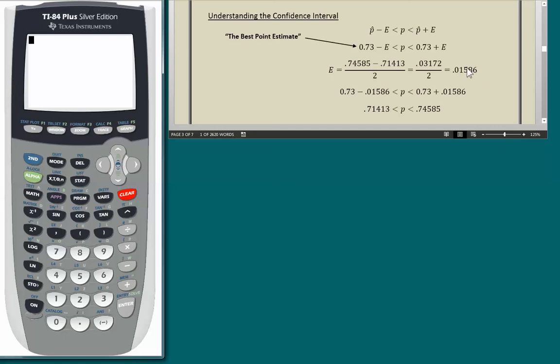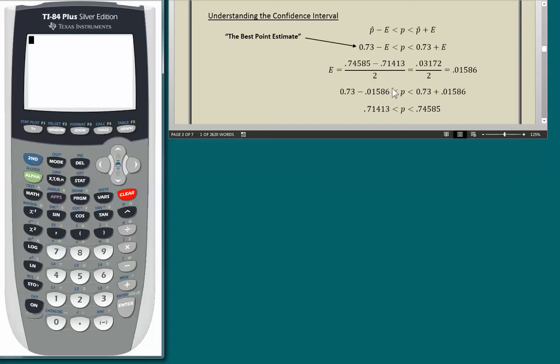And that's how you can get the margin of error after the calculator has constructed the confidence interval for you. Many problems will ask you for both the confidence interval and the margin of error. In most of these problems, you can do it this way. You can get the confidence interval first, and after you get that, then you can sort of back into the margin of error.